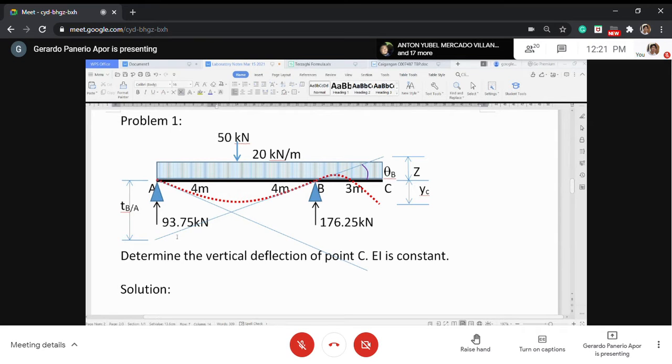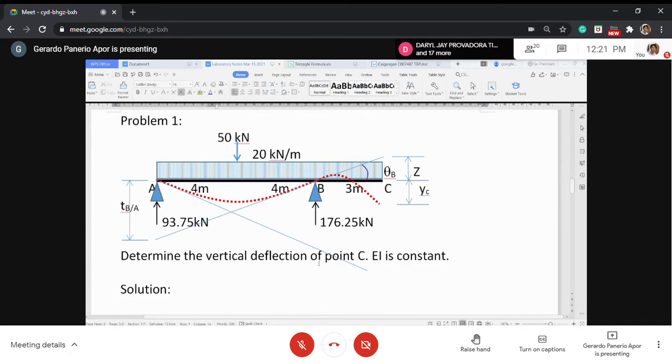Now the problem really is to determine Y sub C. No? Y sub C is the distance from this point on the right side. Okay, but I proceed directly to TBE, no. So you might wonder, why did we go far? Anyway, I have reasons later. Okay. So the problem is really to determine the vertical deflection of point C.